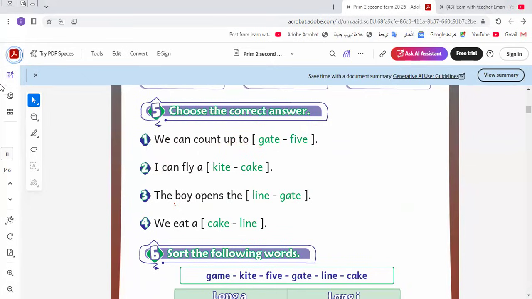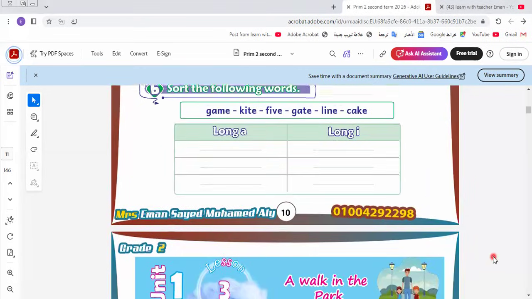Here we count up to 5. Excellent. I can fly a kite. The boy opened the gate. We eat what? We eat a cake. All of us know the cake, and we want our mothers to make it at home, okay? To make a cake, and it's delicious.